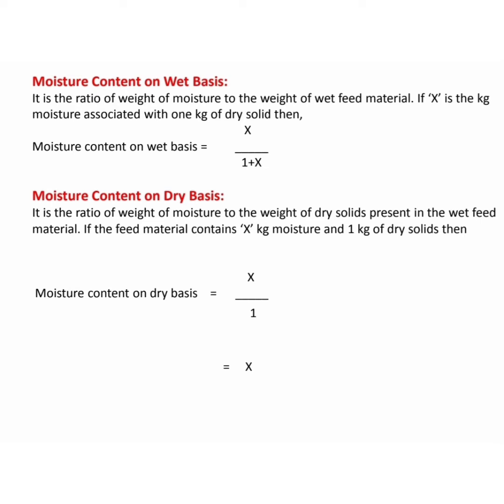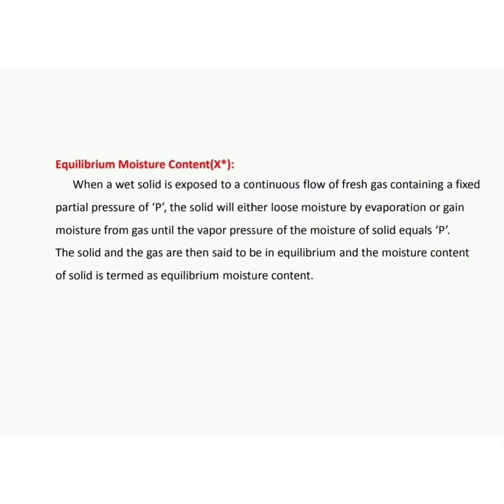Now, moisture content on dry basis. It is the ratio of weight of moisture to the weight of dry solids present in the wet feed material. If the feed material contains X kilogram moisture and 1 kilogram of dry solids, then moisture content on dry basis is equal to X upon 1 and hence equal to X.